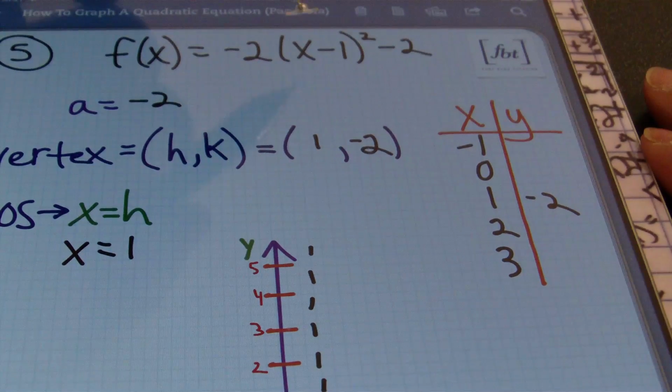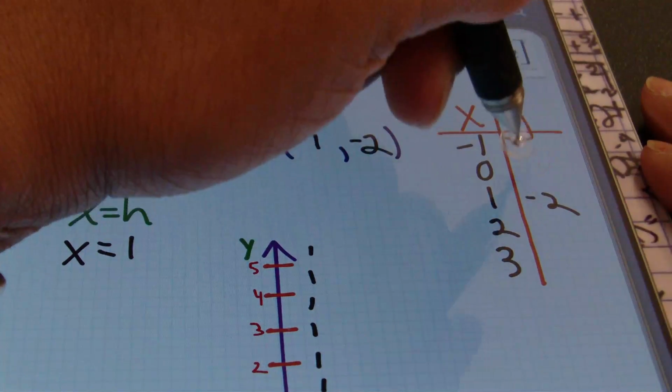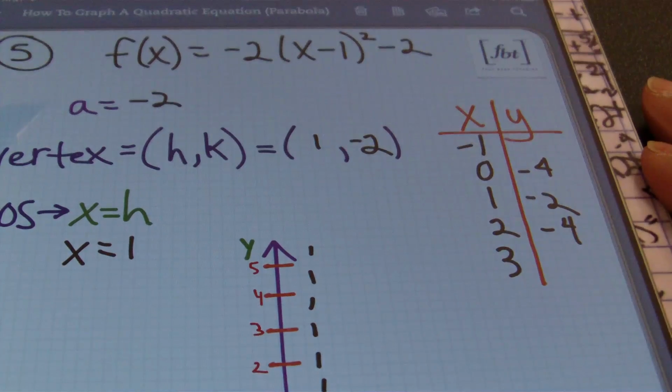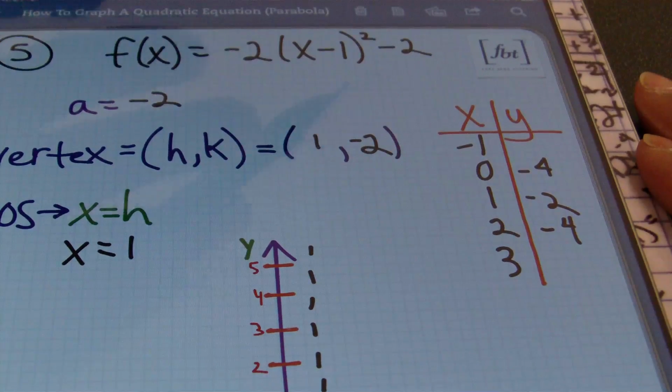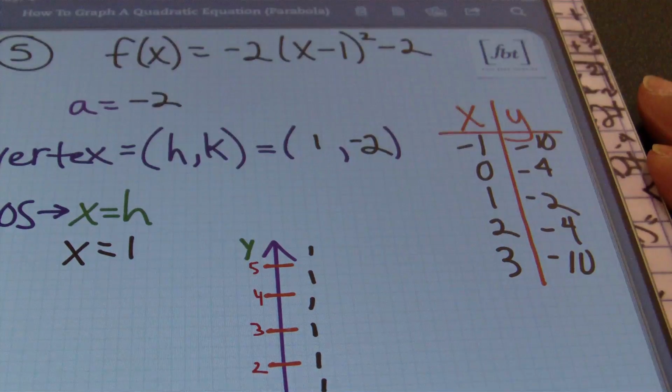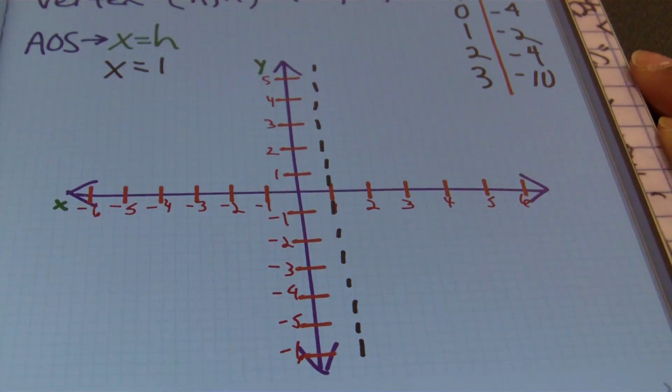So let's start with 0. Plugging in 0 into your original function, you'll have 0 minus 1 is -1, -1 squared is +1, -2 times 1 is -2, and then -2 minus 2 gives you -4. So I have a value of -4 here for 0 and for 2. Then I'm going to be plugging in -1. -1 minus 1 is -2. -2 squared is going to be 4. 4 times -2 is -8, and -8 minus 2 is -10. So I have the values -10 and -10 there for y, for x equals -1, as well as for x equals 3. And these are the 5 points that I will plot, ladies and gentlemen.